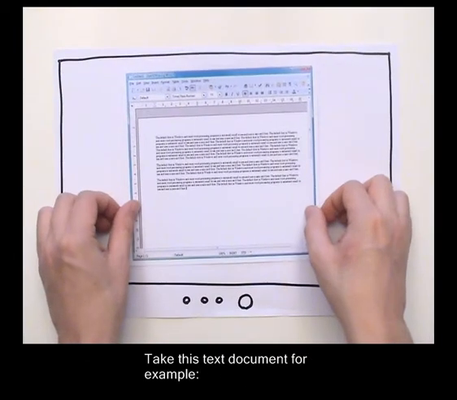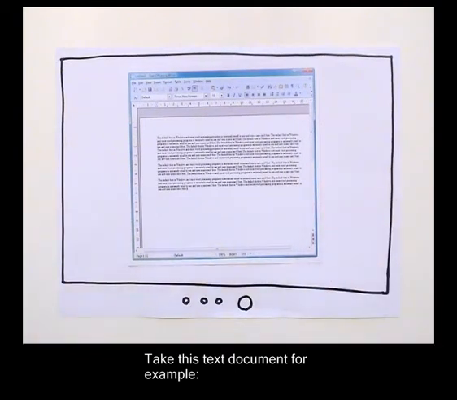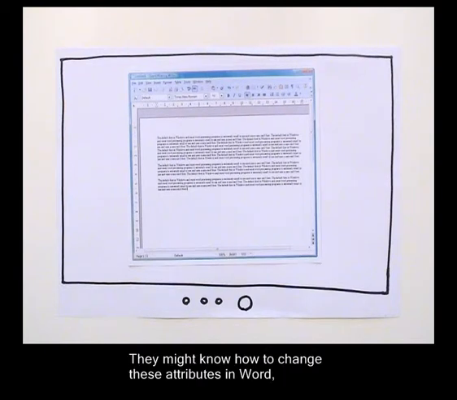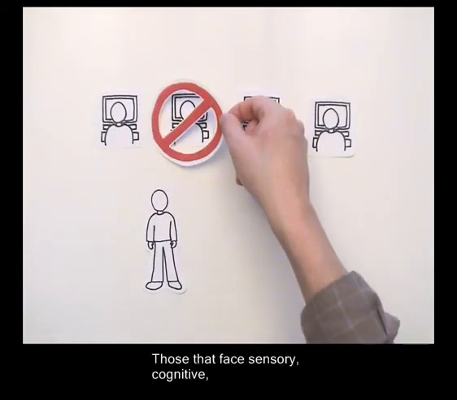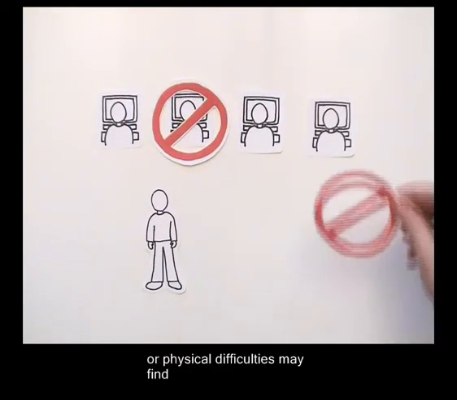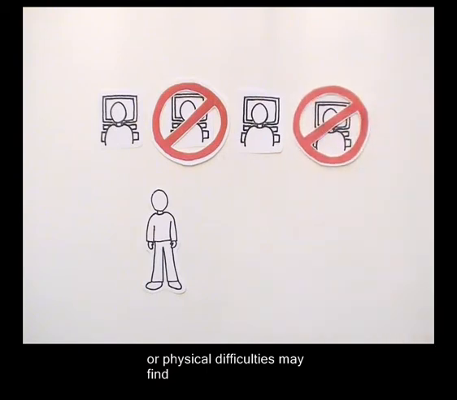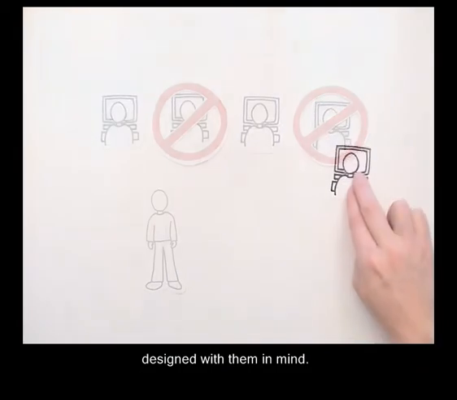Take this text document, for example. The default small serif font, black text on a white background, both potentially barriers to some people. They might know how to change these settings in Word, but what about PDFs or web pages? Those that face sensory, cognitive, or physical difficulties may find that computers pose a barrier to the learning experience, encouraging the idea that the environment just hasn't been designed with them in mind.